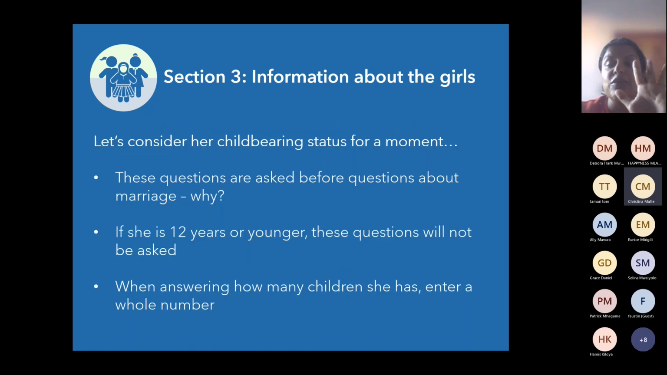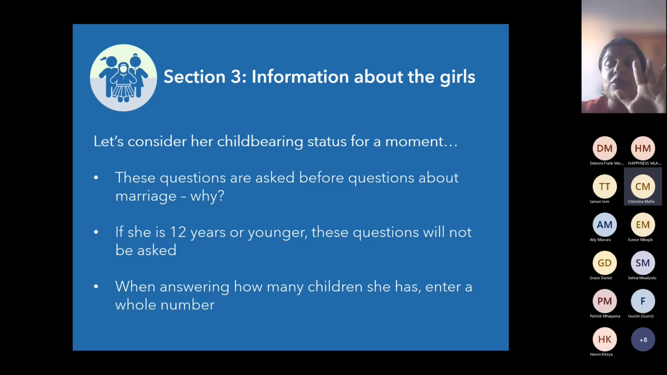So if she is 12 years or younger, second bullet here, these questions are not going to be asked. That's really important. We will not ask about marriage or childbearing if, when you entered her age, it came out to 12 or younger. That's because we start veering into sensitive territory when she is that young and it's possible that she's married or already has children of her own. Again, in certain contexts, we have adjusted.